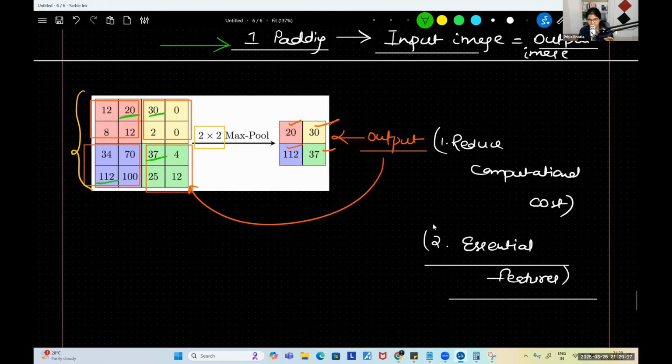Padding is a concept. It's an optional step. When it is required, do that. When it is not required, you don't need to do it. I told you, padding is usually not recommended.